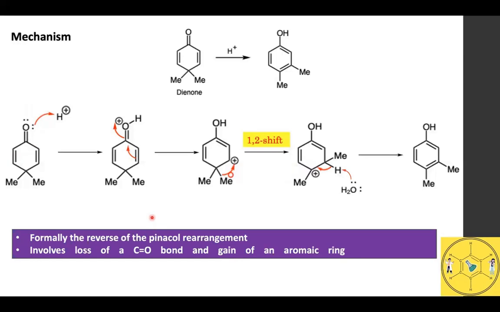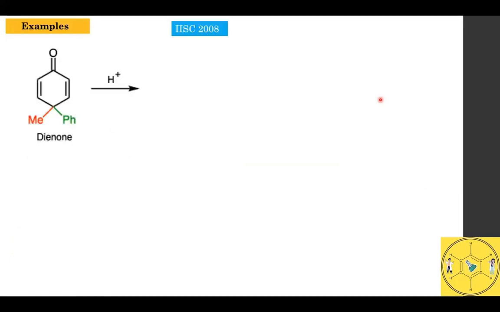Dienone-phenol rearrangement involves a loss of the carbonyl bond and a gain of aromaticity. In fact, we can say that gaining aromaticity is the major driving force for this rearrangement. Now we'll look at some important examples based on this particular rearrangement. This question I have taken from the IIC 2008 PhD entrance exam.